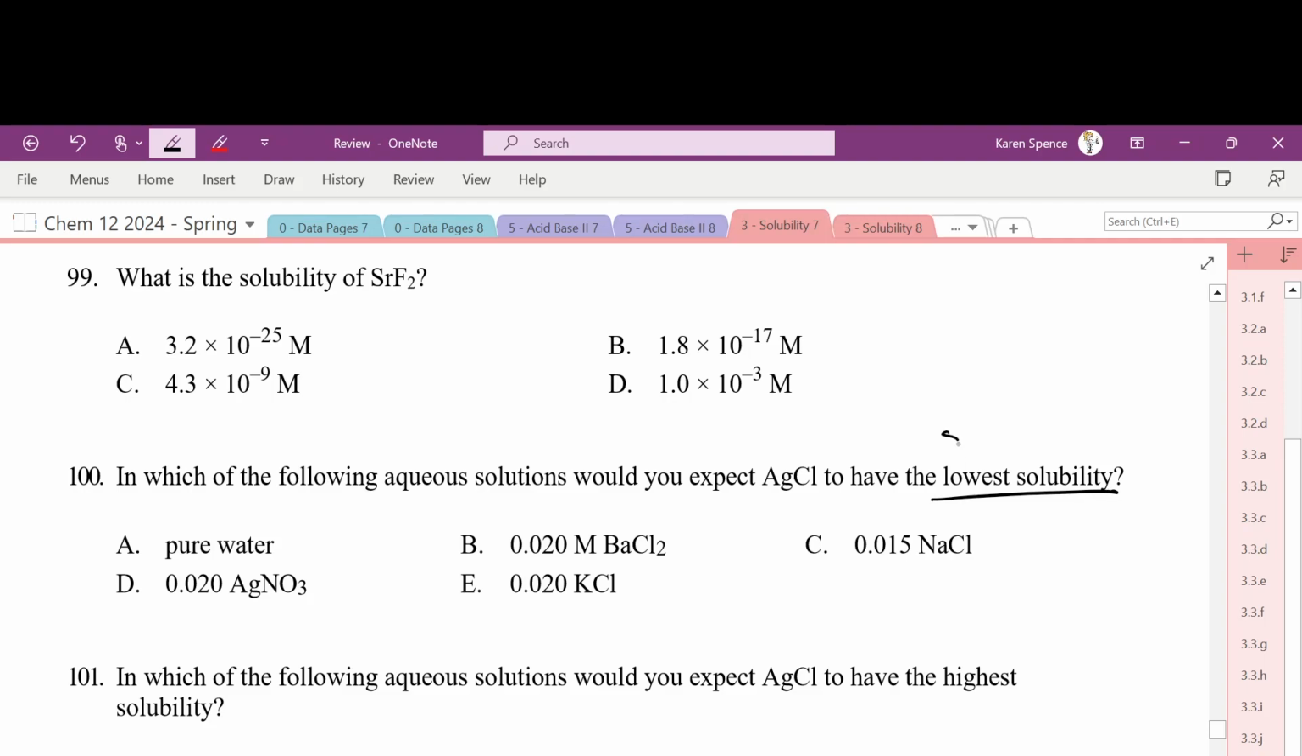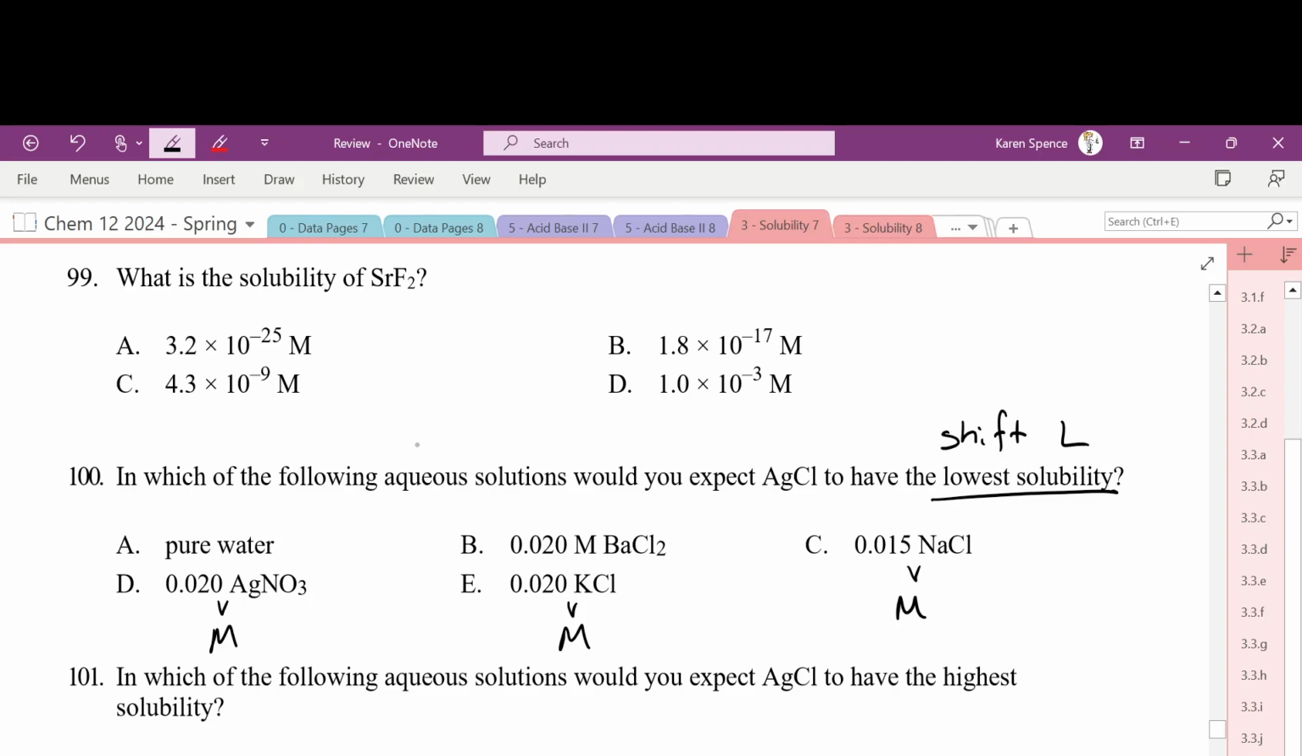Lowest solubility, so we want it shifted to the left. L for lowest, L for left. Hey, look at that. That's nice. And I'm sorry, I forgot all my little molarities. So that should say molar, that should say molar, that should say molar.